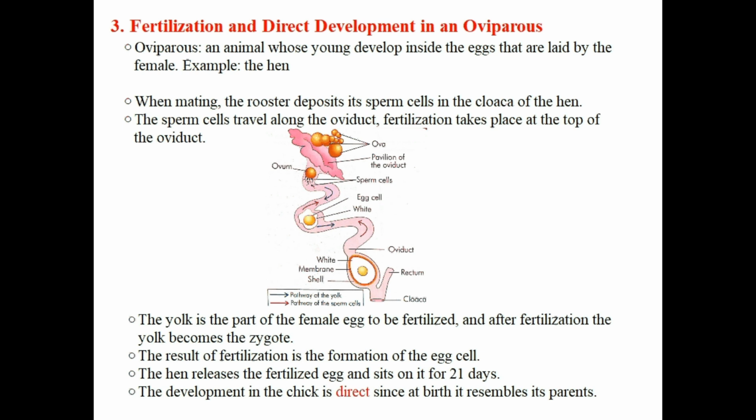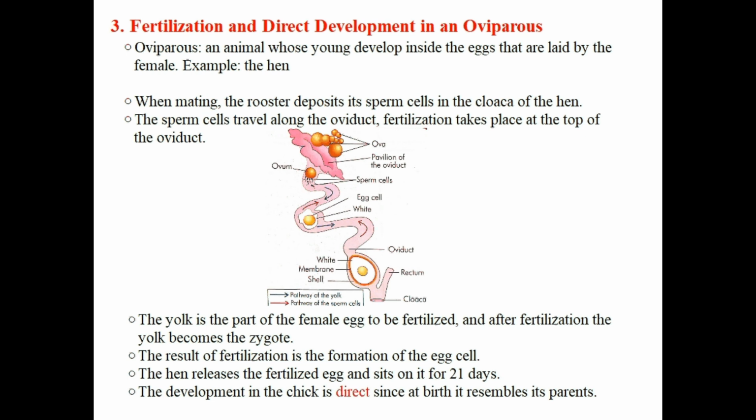Now let's move to the fertilization and direct development in an oviparous. What is an oviparous? It's an animal whose young develop inside the eggs that are laid by the female. Example, the hen. When mating, the rooster deposits its sperm cells in the cloaca of the hen. What is the cloaca? The cloaca is a genital orifice in the female.